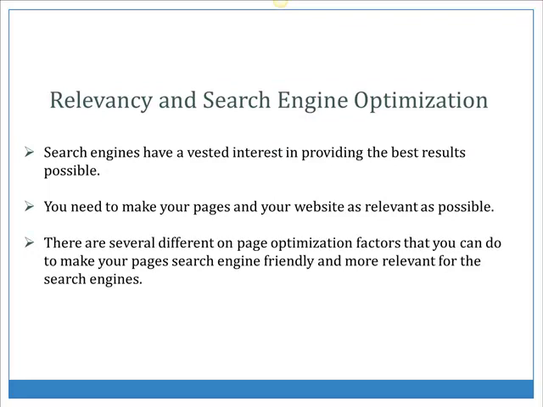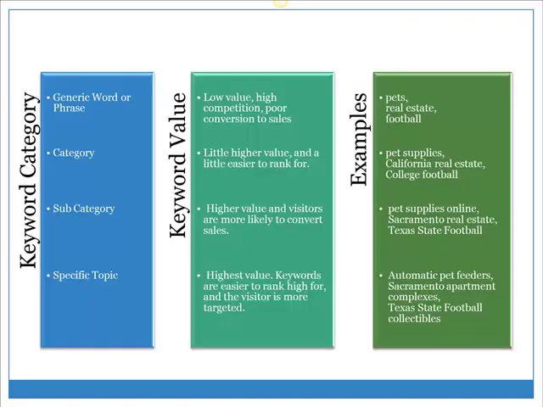Search engines have a vested interest in providing the best results possible to the traffic that they're getting. They're going to make money off of that. So make sure that you're providing them good content. You need to make your pages and your websites as relevant as possible. So when Google sends somebody to your site, that person finds exactly what they were looking for. There are several different on-page optimization factors that you can use to make your page search engine friendly and more relevant for the search engine.